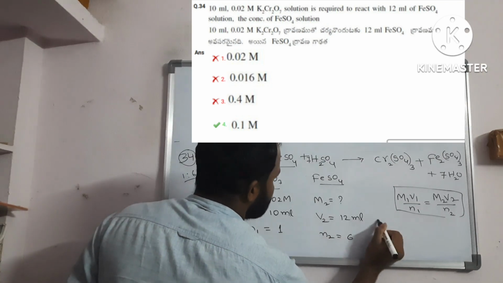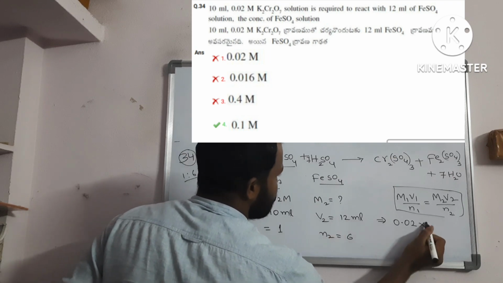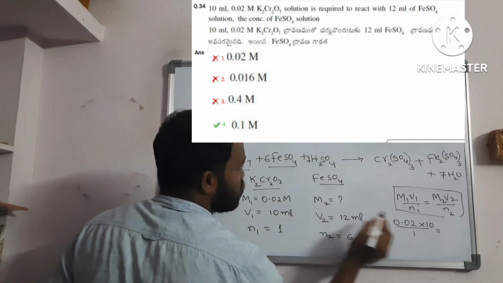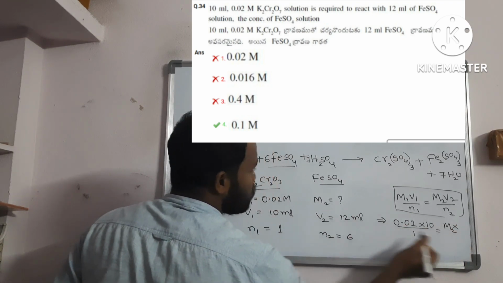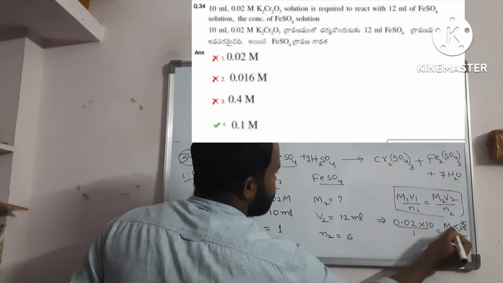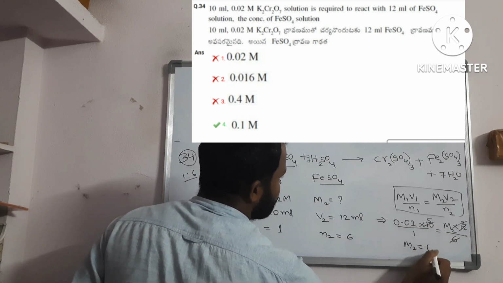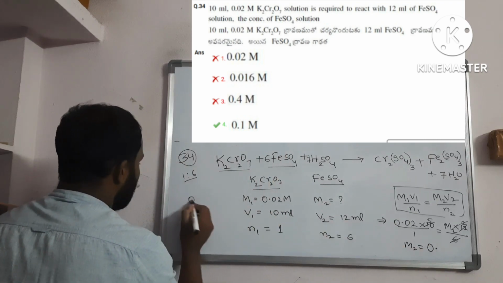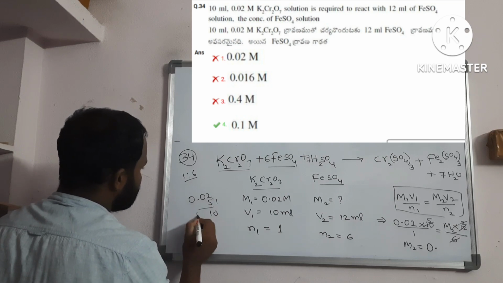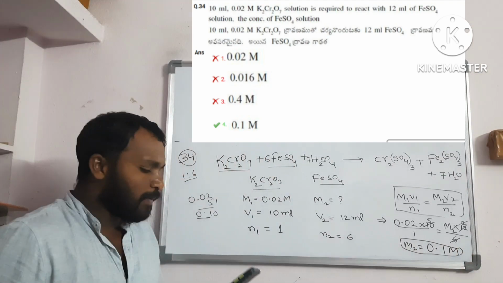So now substitute in the formula. M1 is 0.02 into V1, which is 10, divided by 1. So what is the M2? M2 is the question mark. V2 is 12 ml by N2 which is 6. 6 ones are 6, 2 twos are cancel. 2 ones are 2, 5 twos are cancel. So M2 is equal to 0.02 into 5. 5 twos are 10, so you will get 0.1. So directly you can say 0.1 M concentration of FeSO4 is present in the solution.